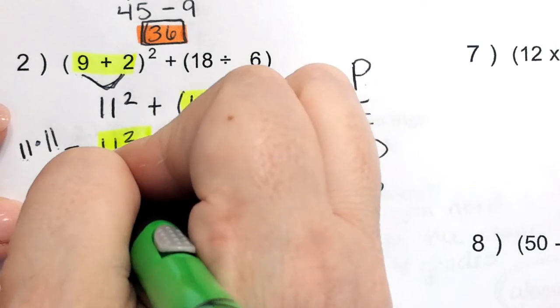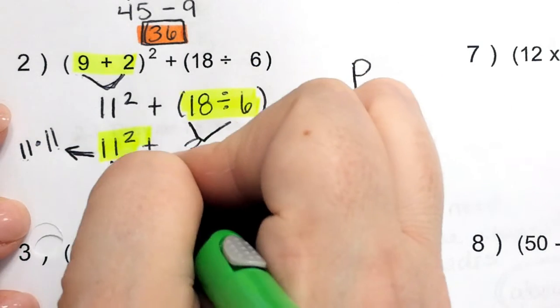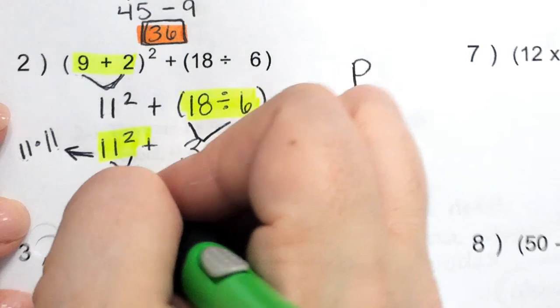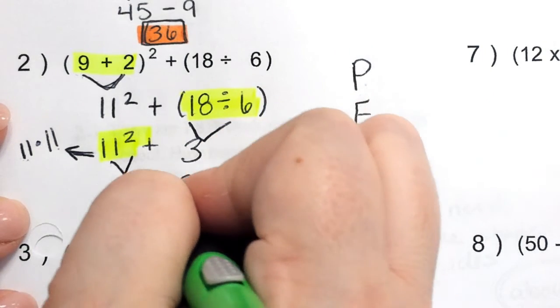Okay? So 11 times 11, what does that give me? 11 times 11, Mason? 121, and then we still have plus 3. So now 121 plus 3. What do I get as my answer here? Micah? 124.